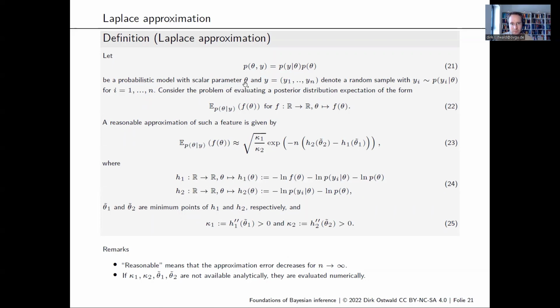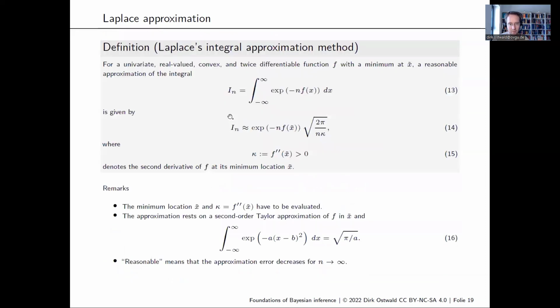In this case, we're dealing with a scalar parameter. And this notation is not really nice, I will correct this. It's a little bit confusing, but in terms of the probability densities, everything is fine. And we are interested in evaluating the posterior expected value. So the scenario here is, we want to derive a Bayes estimator.